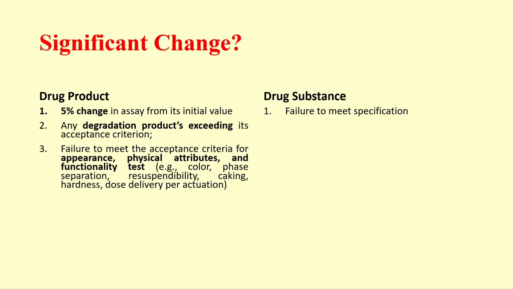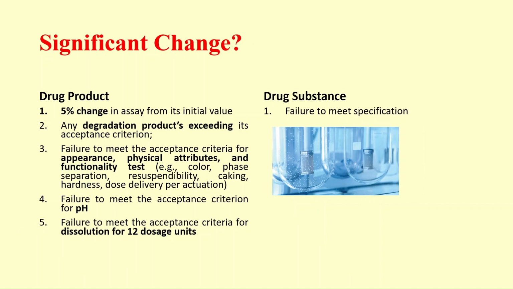Followed by if there are any physical changes, for example, in terms of color, phase separation, resuspendability, caking, hardness, dose delivery per actuation, that would be considered as a significant change. Fourth one, failure of pH would be considered as a significant change. And finally, failure of the acceptance criteria for dissolution for 12 units would be considered as a significant change.